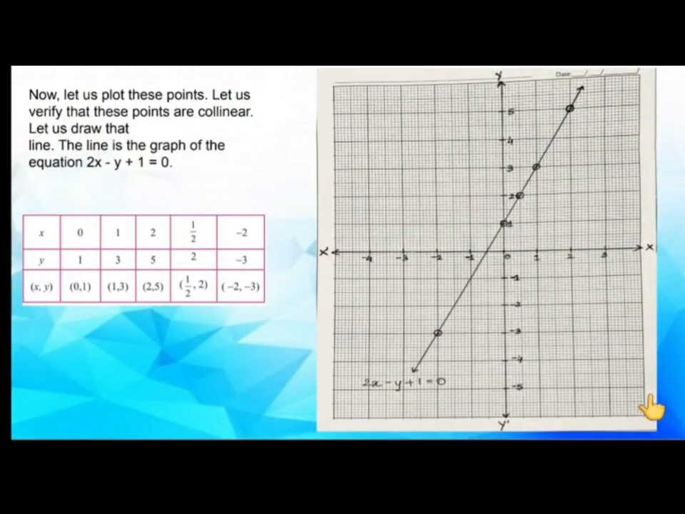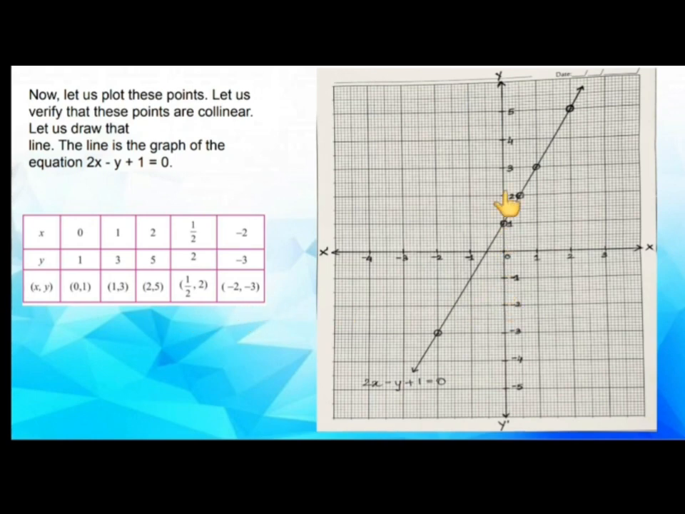So now let us plot these points. Let us verify that these points are collinear. Let us draw that line. This line is the graph of the equation 2x minus y plus 1 equals 0. So these are the points that we got, our x and y coordinates. Let us plot this on the graph.